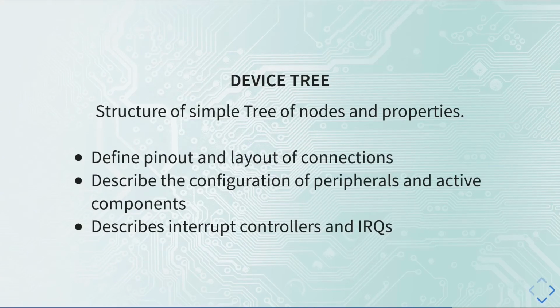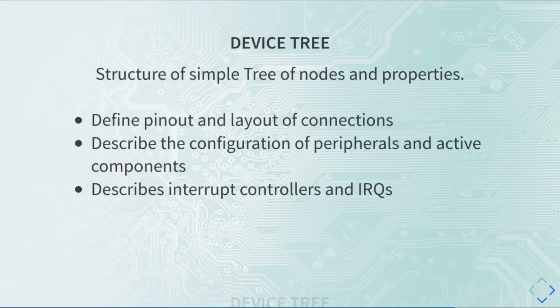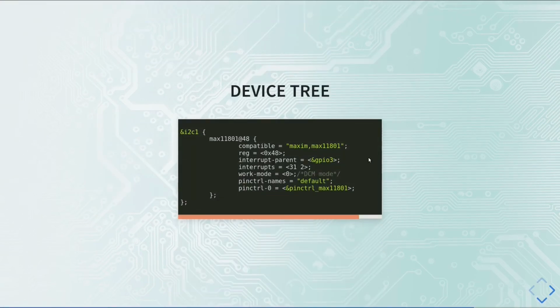Another thing that is important to know is that if you are developing a Linux distribution for an embedded system, you will also create in the build process a device tree. That is a tree of nodes where the pinout of the processor is configured to work with specific peripherals and active components. Here we have an example of device tree nodes.